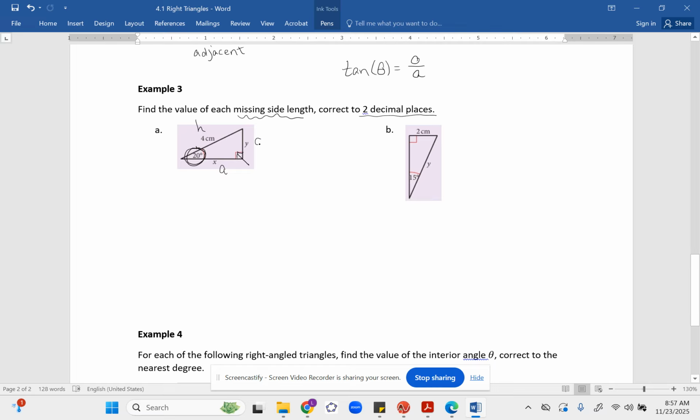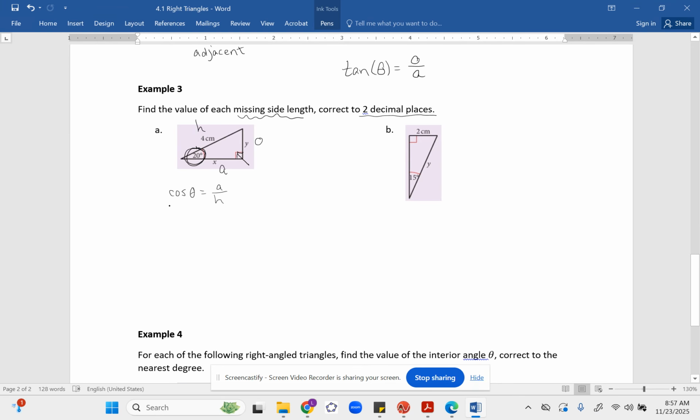Let's see if I can get that to work. There we go. All right. So if we want to find x first, I'm going to use the 20 degrees. It's a smart idea to use the 4 because I know the 4, which is the hypotenuse, and then x is the adjacent side. So I want to look above. What trig ratio uses adjacent and hypotenuse? That's cosine. So remember, we know cosine of the angle is equal to adjacent over hypotenuse.